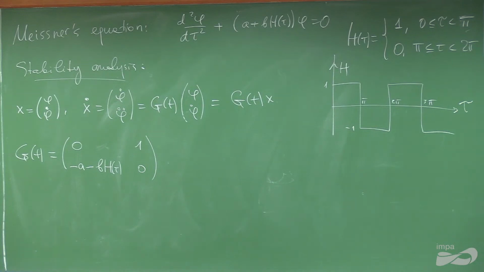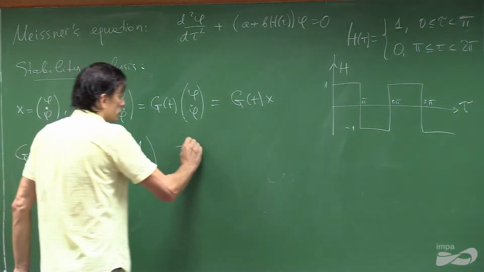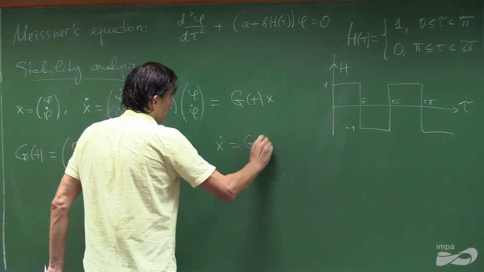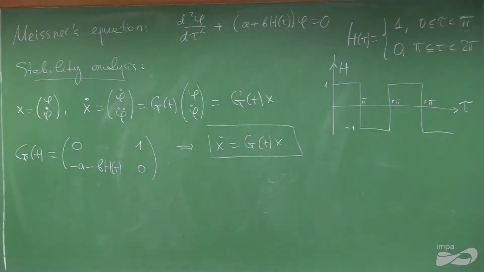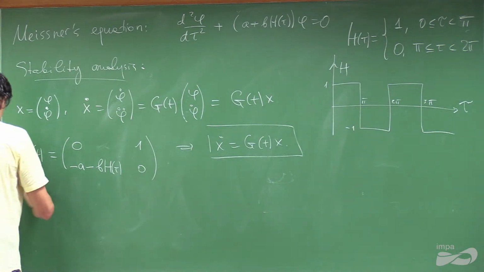So we have the equation at the end, x dot equals g of t x, exactly the linearized system that we considered last time. And for this linearized system, we know how to detect stability or instability. So what you need is to find the flow matrix K.